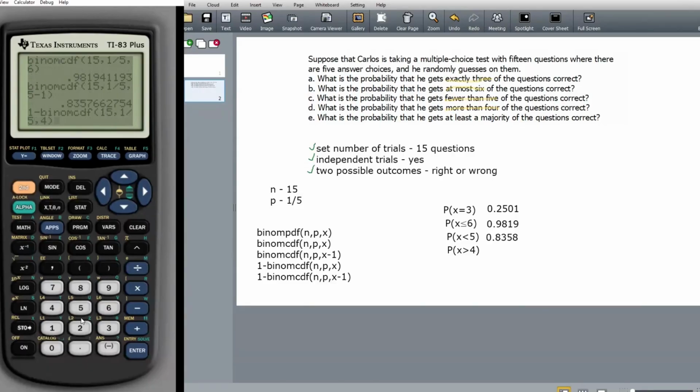I can double check to make sure this matches my preview for greater than. So in this case, I have 1 minus binomial CDF n, comma, p, comma, x. And I can see that the probability that he gets more than 4 of the questions correct is 0.1642.